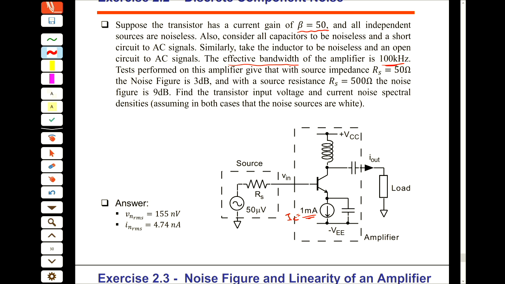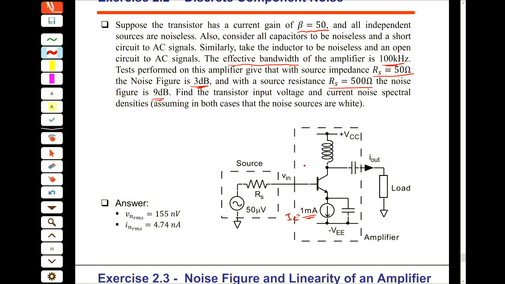Okay? We did two tests. We put a source and we changed the internal resistance of the source to 50 ohm. And we calculate the noise figure of our system as 3 dB. Then we changed the internal resistance of the source to 500 ohm. And we measured the noise figure as 9 dB. Okay?